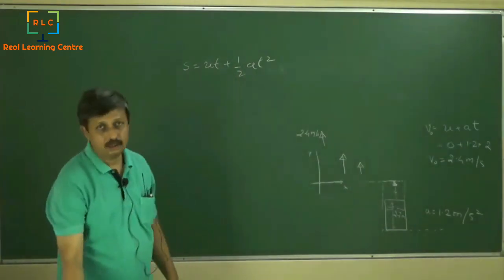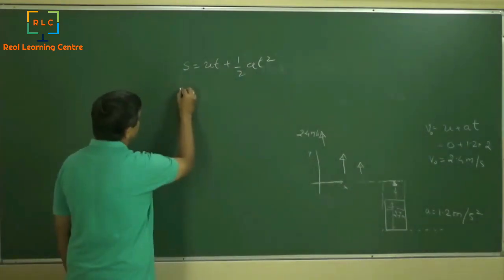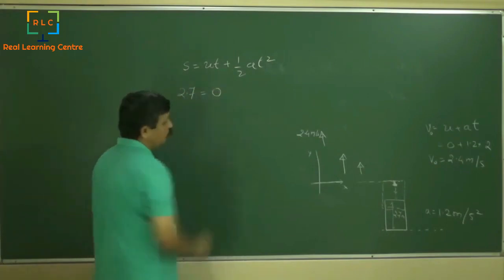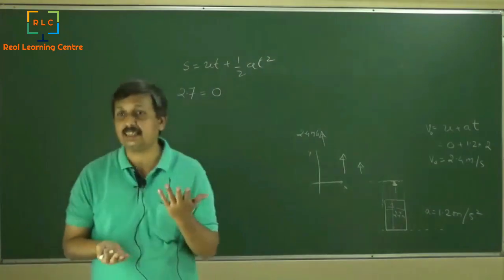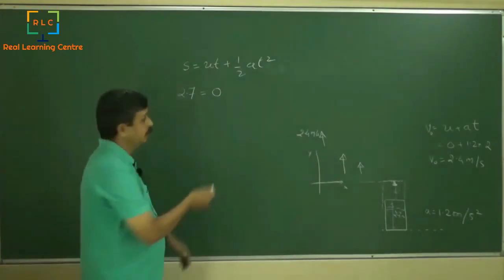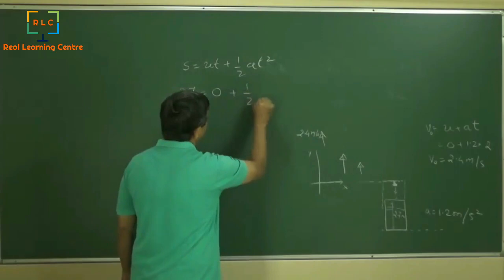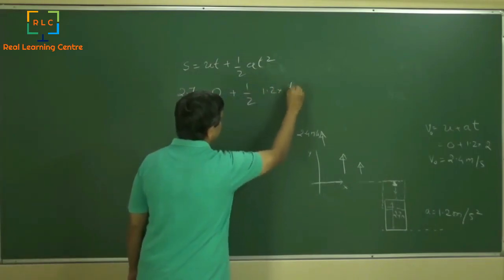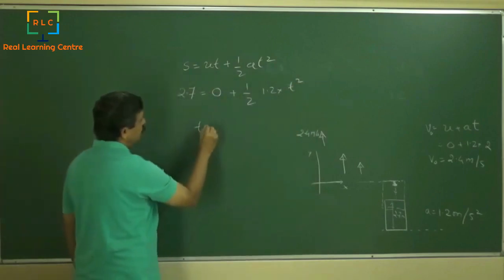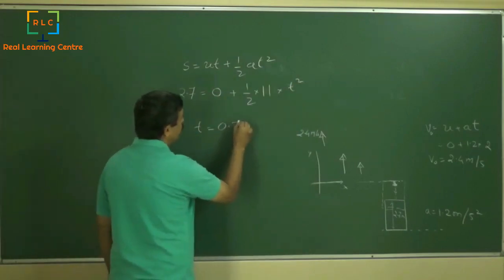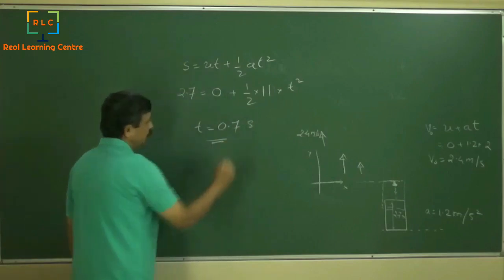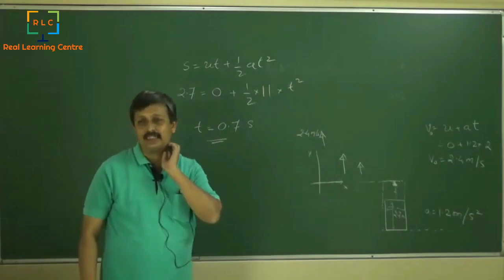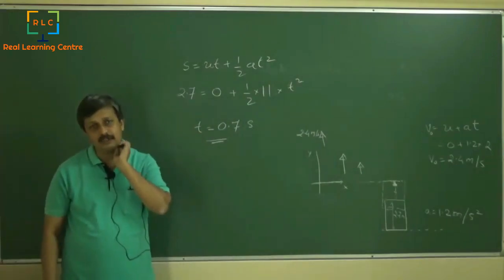To travel, how much? 2.7 meters. Okay, this is 0 because both of them at that instant basically had exactly the same velocity. Plus half into 1.2 into how much? T square. Okay, so T comes as 0.49, and the square root of 0.49 will come as 0.7 seconds.